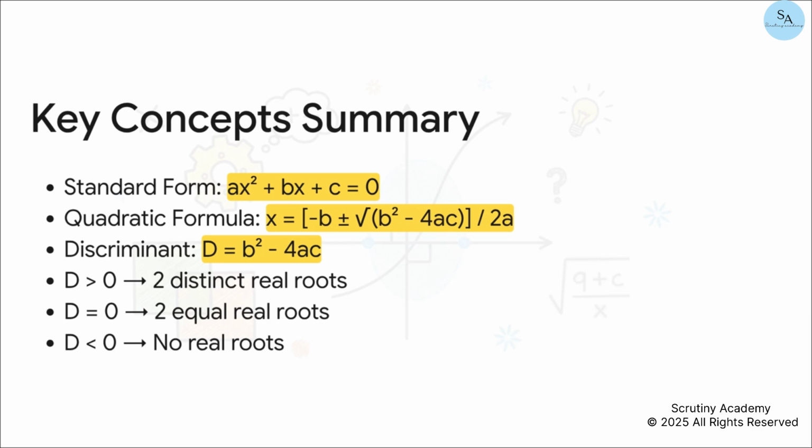And finally, the 3 rules for the discriminant. If it's positive, you get 2 different roots. If it's 0, you get 2 equal roots. And if it's negative, no real roots. This one slide is basically the core of the entire chapter.